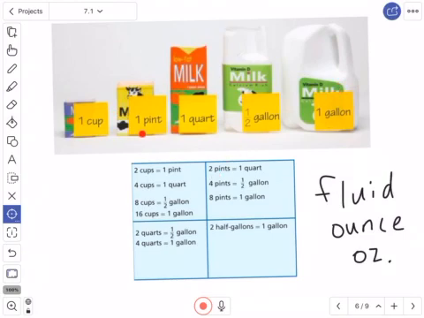Or I could take 2 of these pints to fill a quart. Or I could take 4 of these pints to equal half a gallon. Or 8 of these to equal 1 gallon. Or if I wanted to take the quarts, I could take 2 of these to fill a half gallon. Or 4 of these to fill 1 gallon. Or I could just take 2 half gallons to fill up 1 gallon.